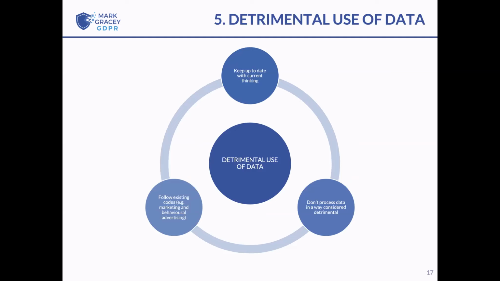The 5th standard, detrimental use of data. That should be pretty obvious as well. You should basically make sure that you don't misuse data. So you shouldn't be doing that anyway, because that's what GDPR is all about. You must make sure you don't process children's data in a way that is detrimental to them, remembering that the 1st standard is all about processing being in the interests of the data subject or the child.